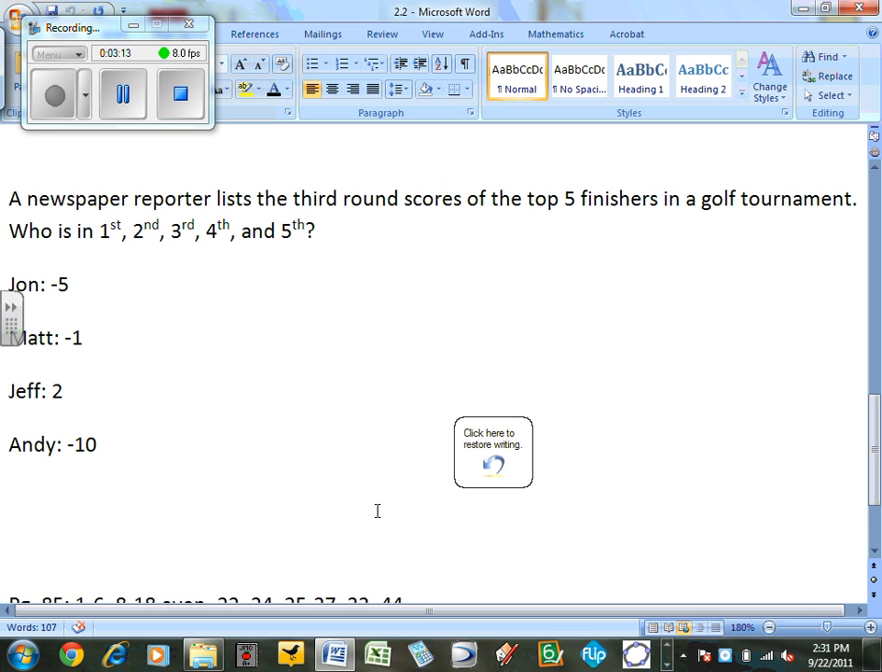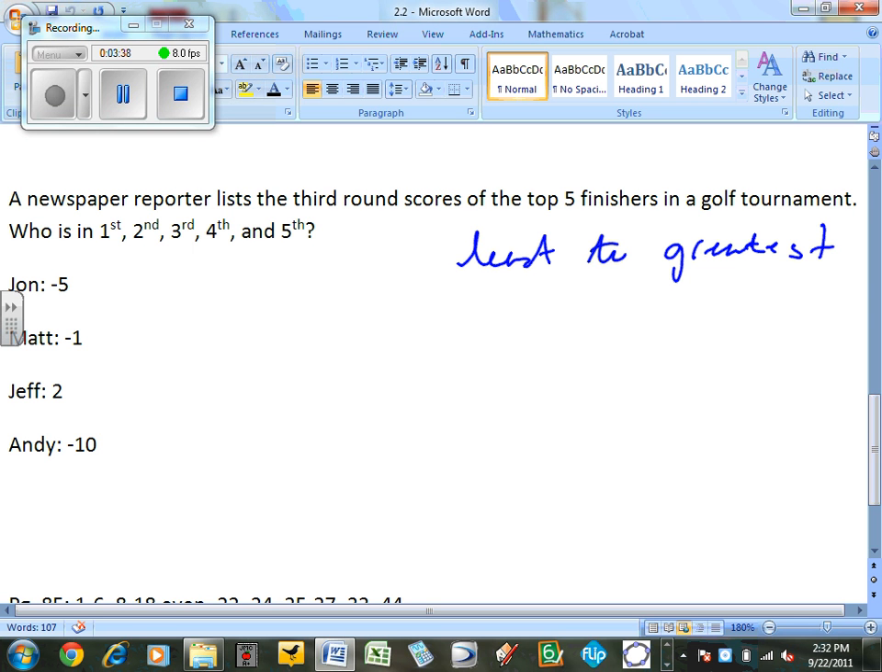A newspaper reporter lists the third round scores of the top 5 finishers in a golf tournament. Who is in first, second, third, fourth, and fifth? So we need to list these in order from least to greatest because that's how a golf game works. In golf, the lower score wins. So we need to list it from least to greatest. So we're listing integers from least to greatest.